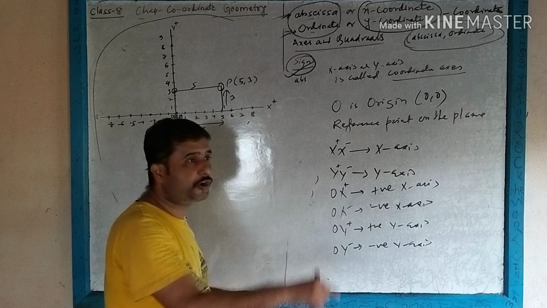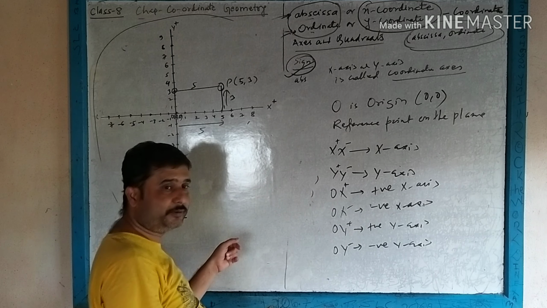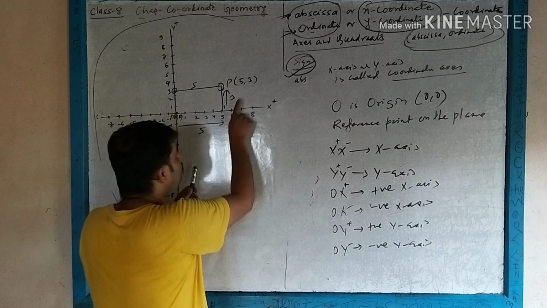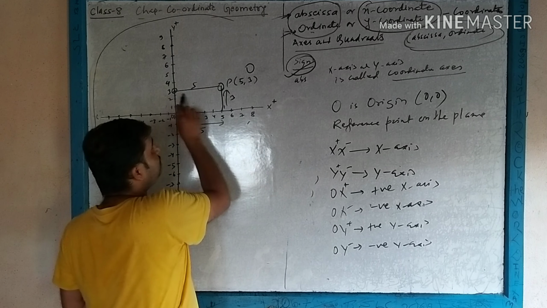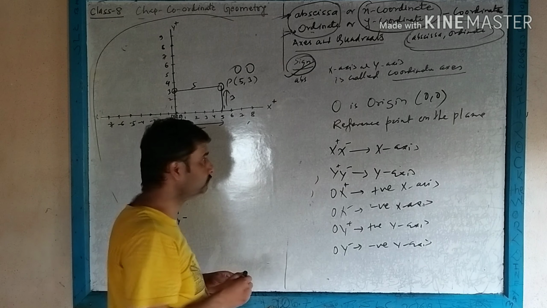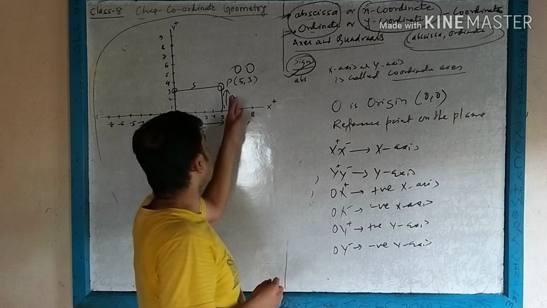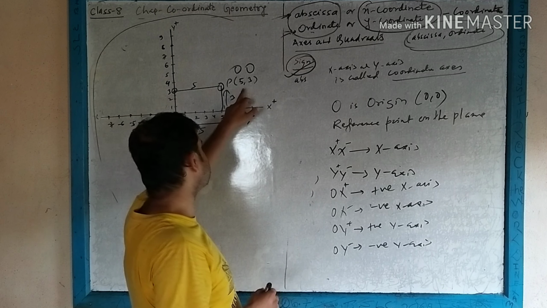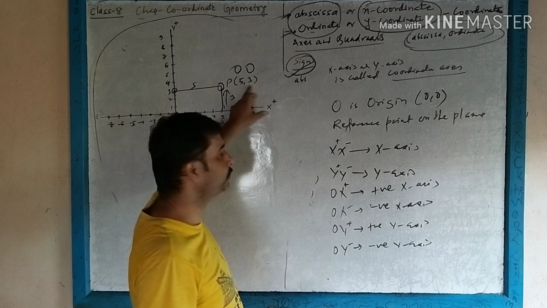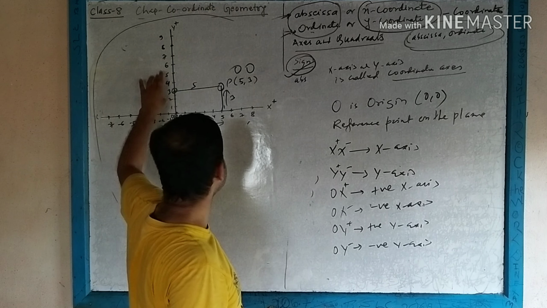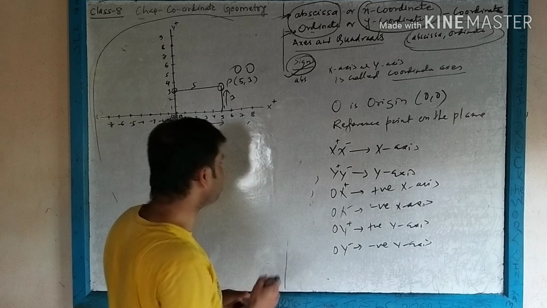For a point, the ordinate is the y-coordinate, and the abscissa is the x-coordinate. So what is the distance of the point P from the x-axis? 3 units. What is the distance of the point from the y-axis? 5 units.